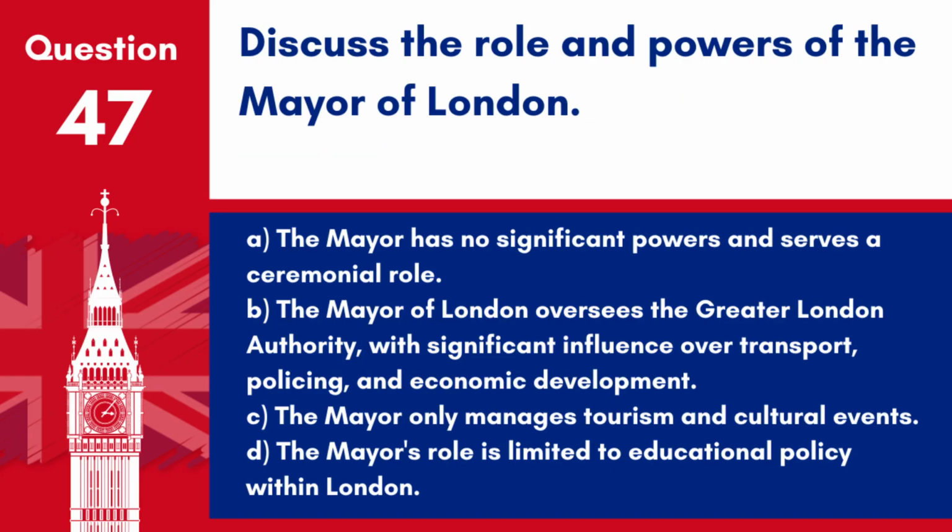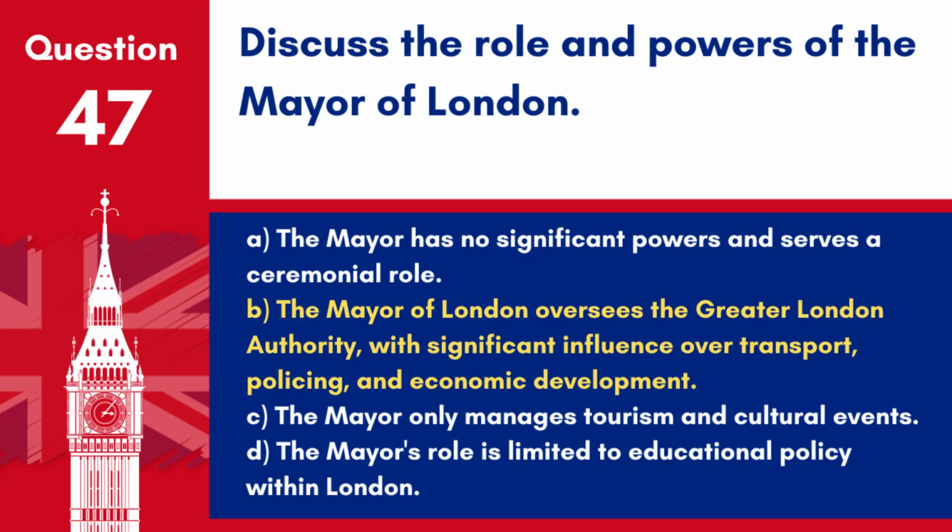Question 47. Discuss the role and powers of the Mayor of London. A. The Mayor has no significant powers and serves a ceremonial role. B. The Mayor of London oversees the Greater London Authority, with significant influence over transport, policing, and economic development. C. The Mayor only manages tourism and cultural events. D. The Mayor's role is limited to educational policy within London.